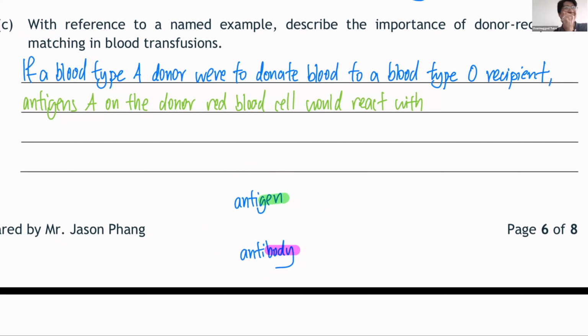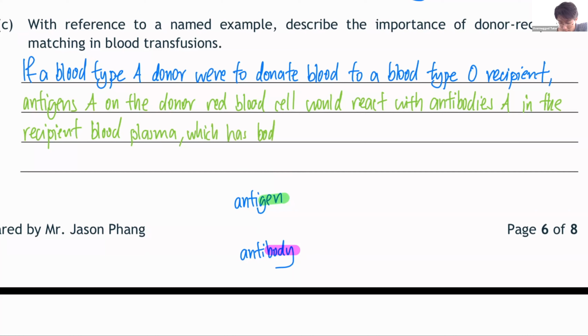Let's come over here. Antigens A on the donor red blood cells would react with antibody. Very good. I want to add in this thing over here because I want to show my knowledge. This will react with antibodies A in the recipient blood plasma, which has both antibodies A and B.